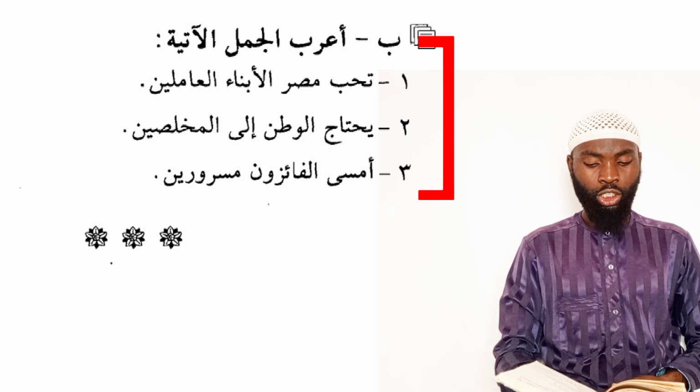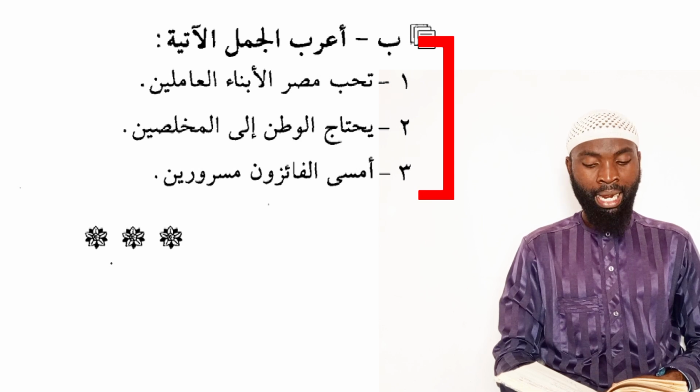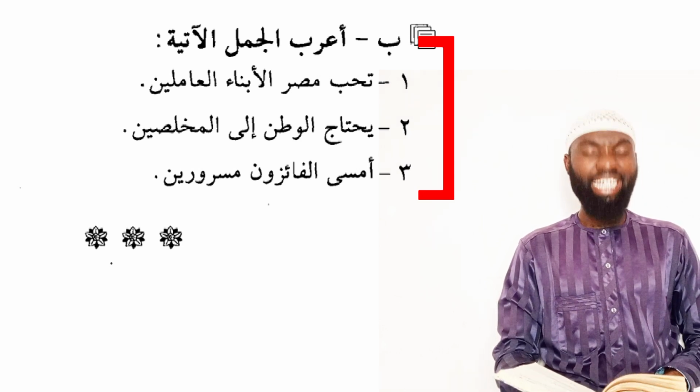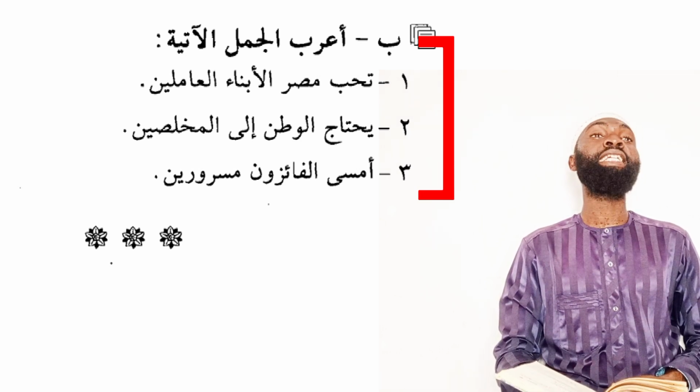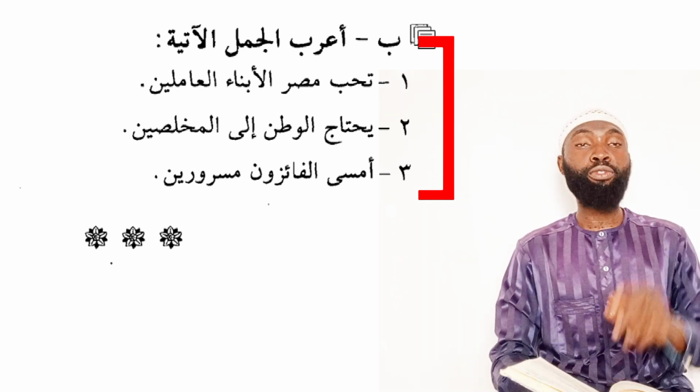Then number 3 we have yahtaju al-watanu ila al-mukhlisin. Then yahtaju is fi'l mudari' marfu' bid-damma, al-watanu fa'il marfu', then ila harfu jarrin, then al-mukhlisina ismu majrurun bilya li'annahu jam'u dhakar salim. With this we come to the end of this lesson.